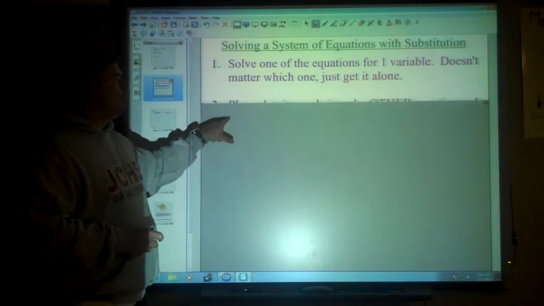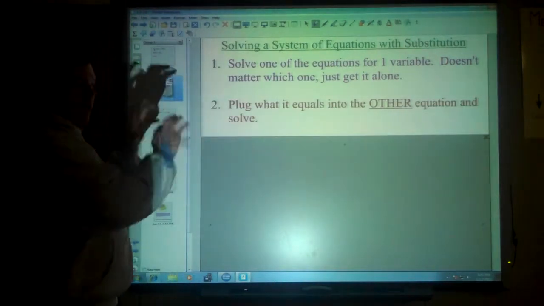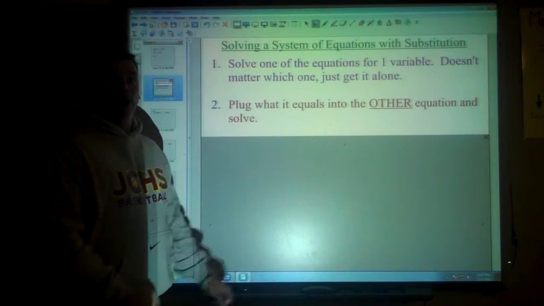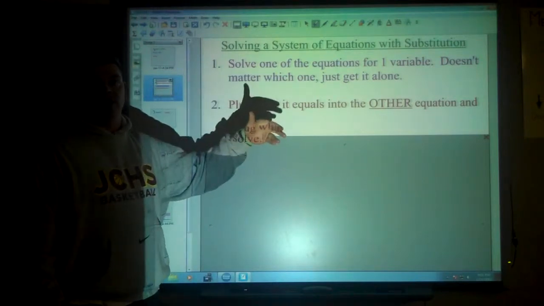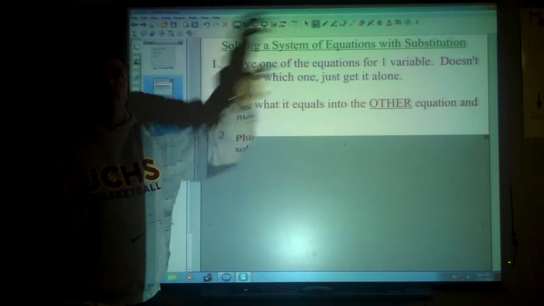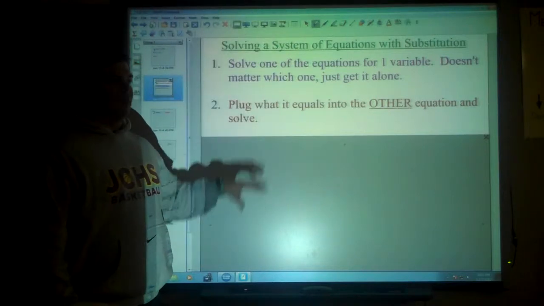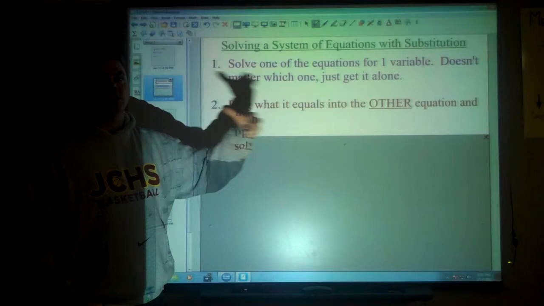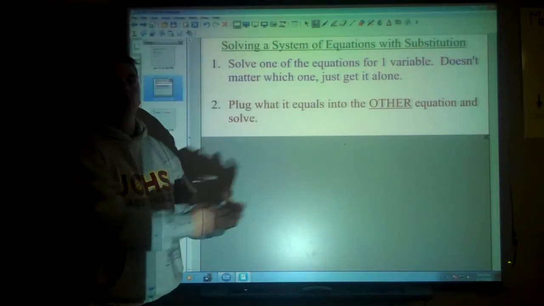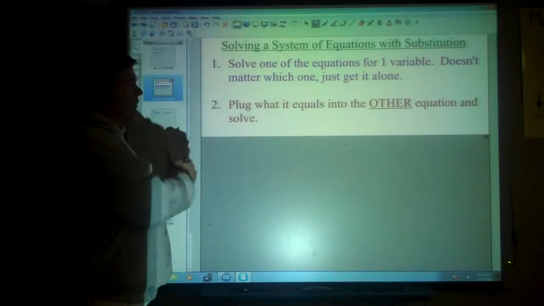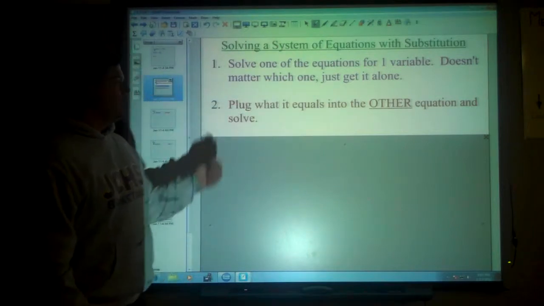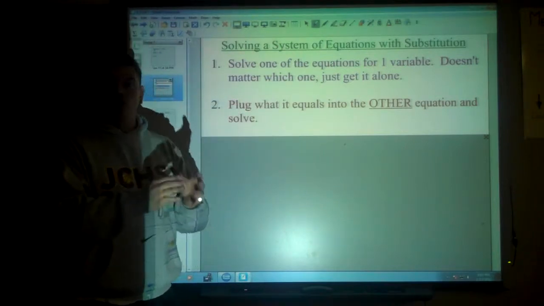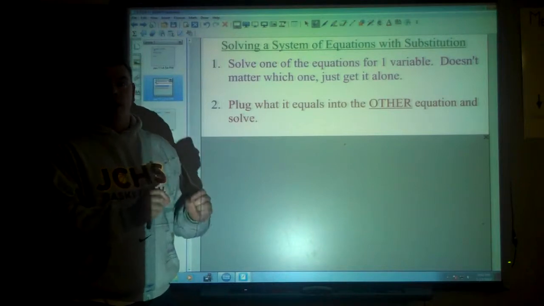Once you get it alone, you take what it's equal to and you substitute it into the other equation for that variable. So if you get done and you have y equals 6x, then you'll put 6x in the other equation wherever you see a y. If you saw y equals giraffes, then you would put giraffes anywhere you saw y in the other equation. Whatever it's equal to, you plug it into the other equation for that variable.